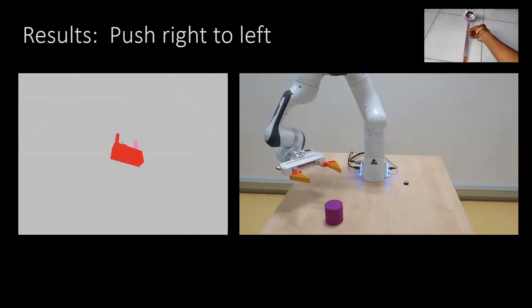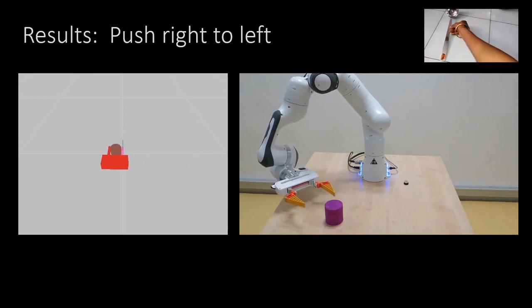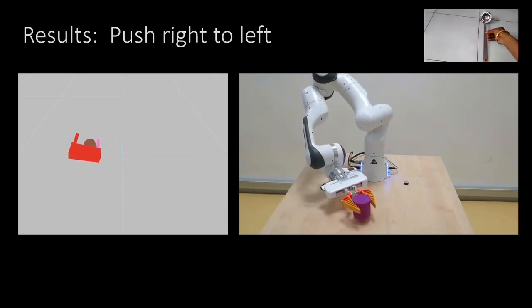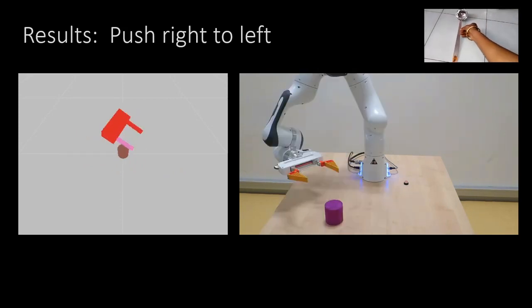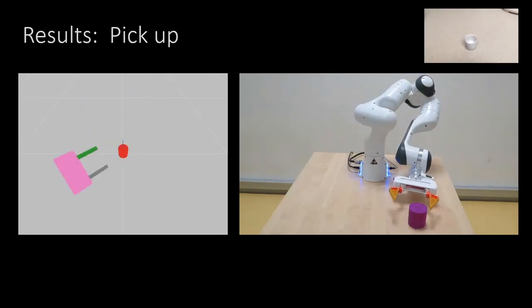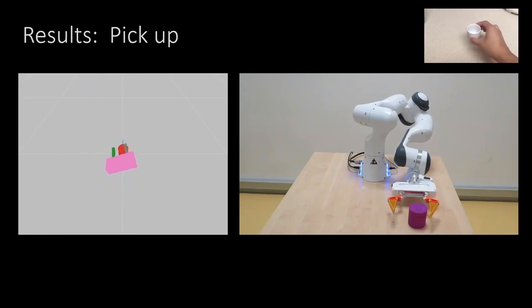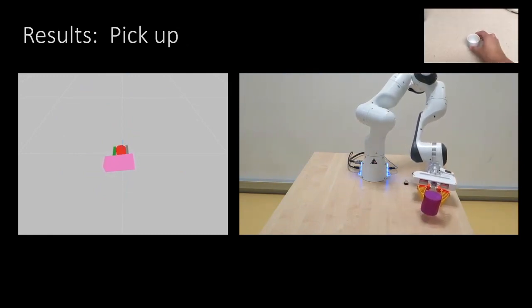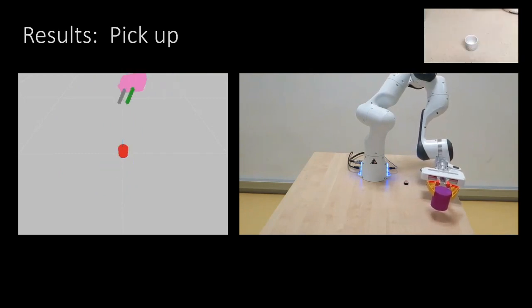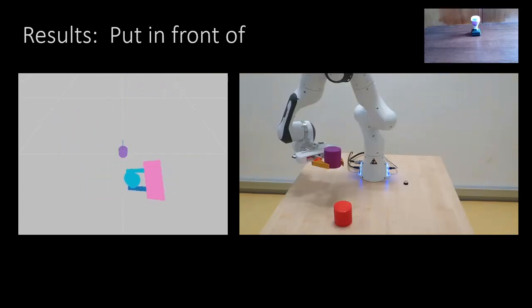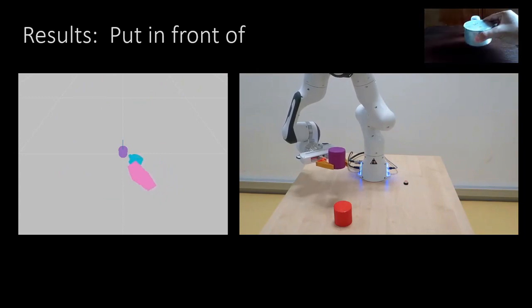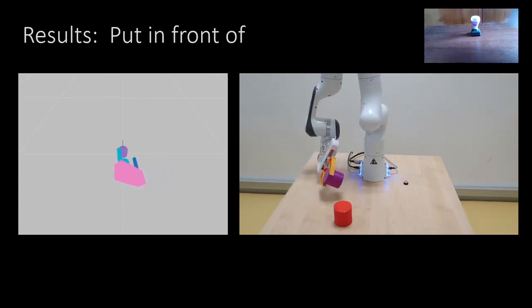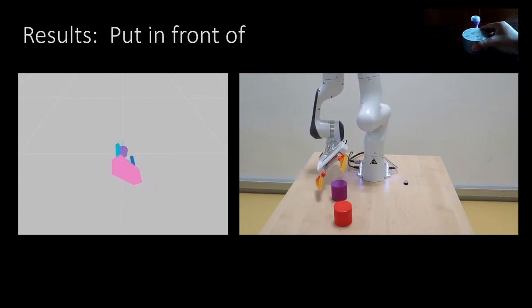We ask our robot to push an object from right to left. We ask our robot to pick up the cylinder. Finally, we show an action that involves spatial relationships between two objects. Here, the robot is asked to put the object in front of the one on the table.